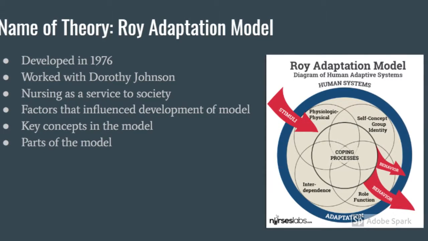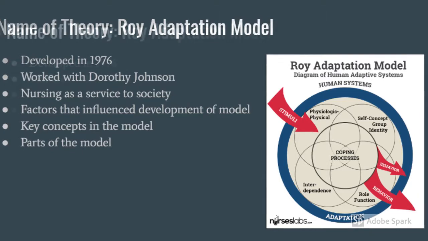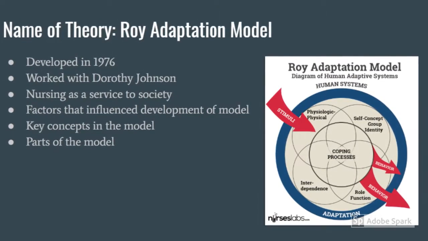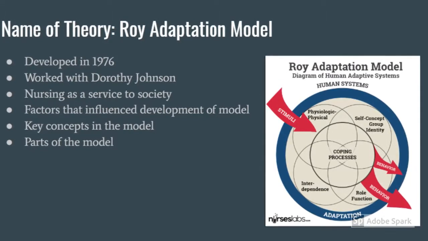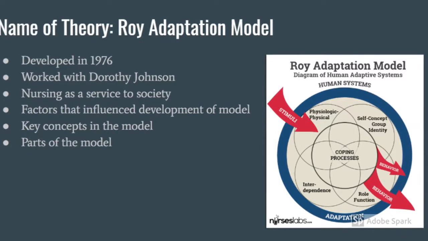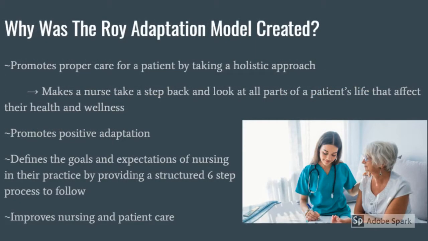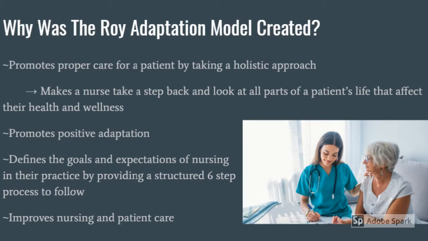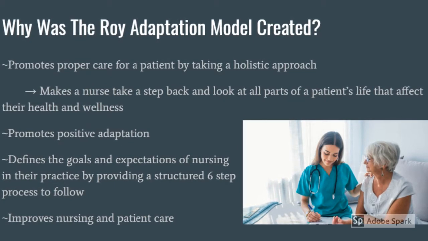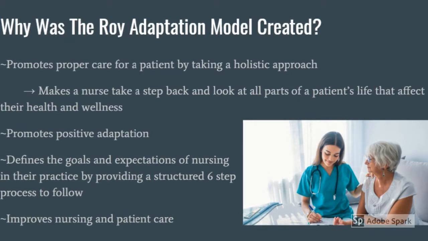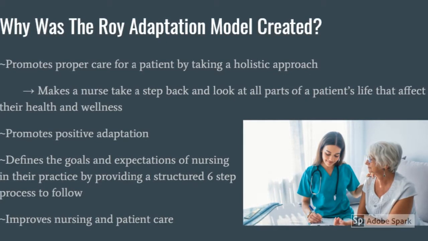The key concepts of Roy's model are made up of 4 categories, which are person, health, environment, and nursing. In Roy's model, she lists 10 explicit assumptions, 4 implicit assumptions, and a 6-step nursing process. The Roy Adaptation Model was created to promote proper care for a patient by taking a holistic approach. This means that a nurse has to take a step back and consider all changing aspects of a patient's life that contribute to their health and wellness.